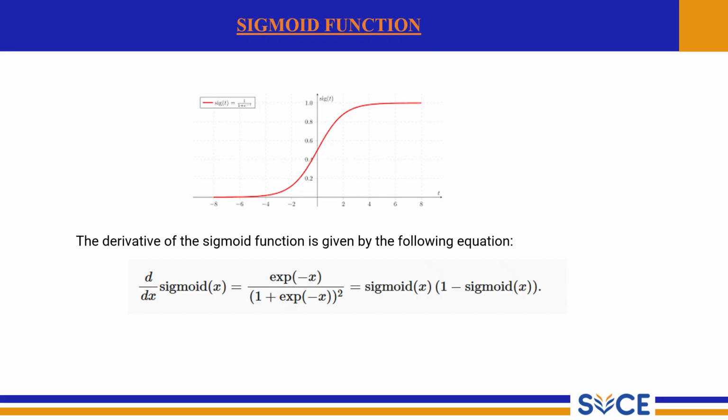This derivative is always positive and lies between 0 and 0.25, which ensures smooth gradient flow. However, for very large or very small input values, the gradient becomes very small, leading to the vanishing gradient problem, especially in deep networks. Despite these limitations, the sigmoid function remains a foundational tool in machine learning, especially in binary classification tasks and output layers.